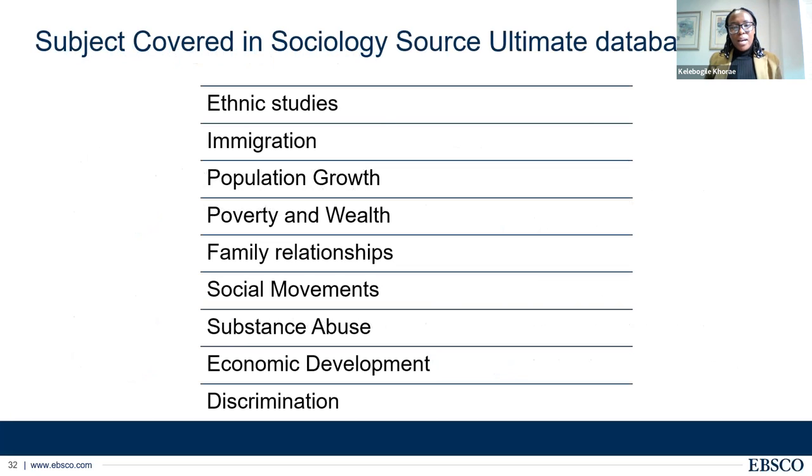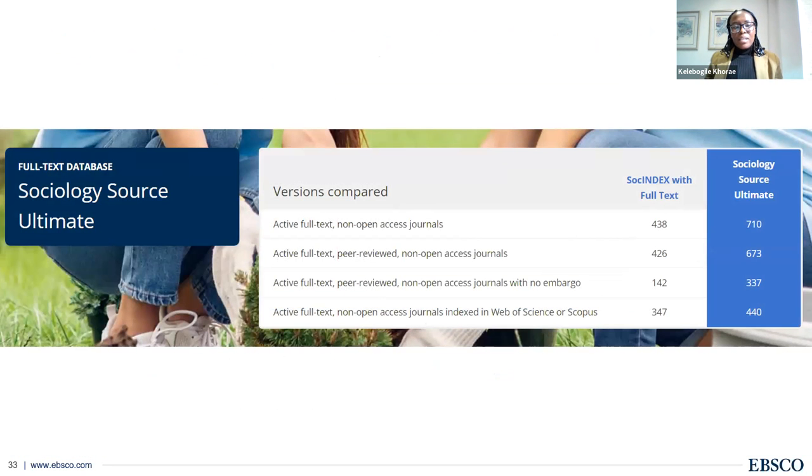These are some of the subject areas that Sociology Source Ultimate covers: your immigration, your poverty and wealth, your economic development, and many more. I just mentioned a few, I didn't mention all of them. This is a comparison between Sociology Source Ultimate and the other database that we have at EBSCO that covers the sociology field. As you can see, Sociology Source Ultimate has more content as compared to SocINDEX with Full Text. So it is also important to upgrade from SocINDEX to Sociology Source Ultimate.